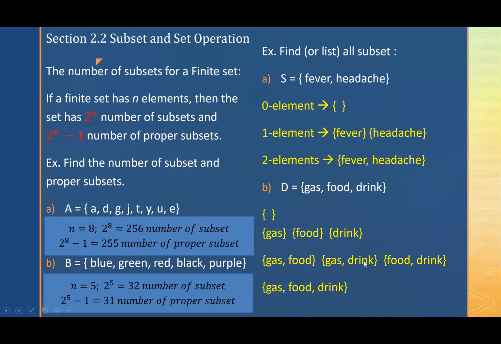This is a set of 3 items we have. To go back again, like I say, the empty set, you don't get any of the 3, right? You just drive. You can get gas, you can get food by yourself, you can get drink by yourself, or you can get 2: gas and food, gas and drink, and food and drink, right? Or you get all 3: the gas, the food, and the drink.